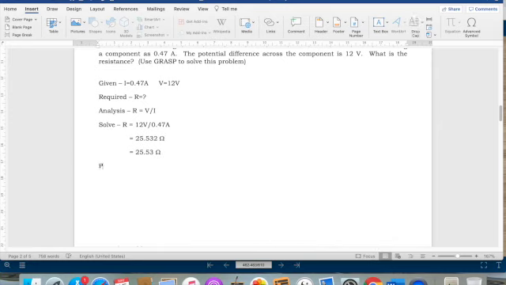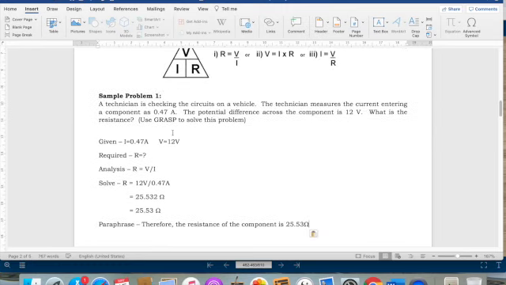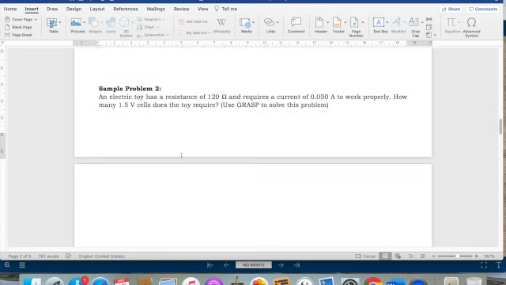And then P, which I think is paraphrase, sorry, is it not paraphrase? I forget what it is, but then you can just say something like, therefore, the resistance of the component is 25.53 ohms. And then that's it. Okay? Hopefully that worked out okay for you.